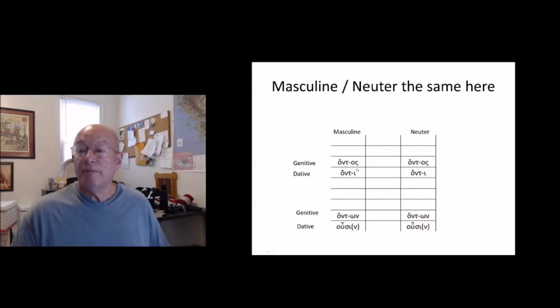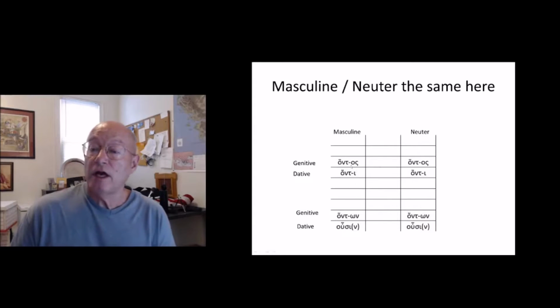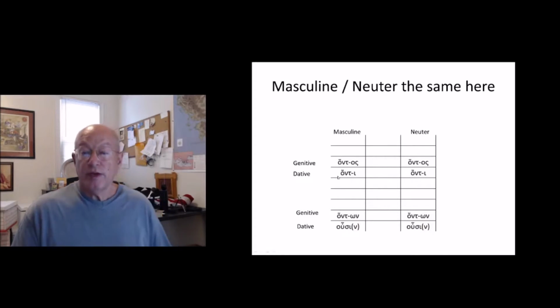All right, this next slide points out something I also said in the prior video, and that is that in the masculine neuter, the forms are the same in the genitive singular and in the genitive plural. So this sort of reduces the number of things which we have to memorize, and that's why I include that here.